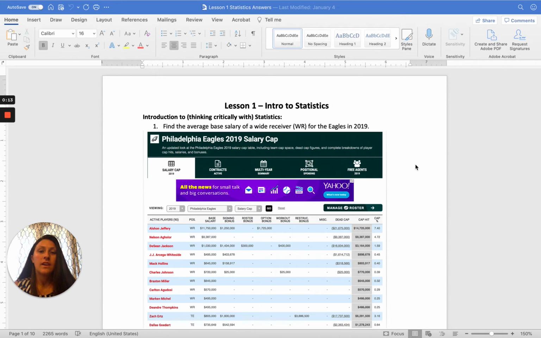So what I've done is I've pulled a few different real-life examples, and I tried to pull from a variety of different real-life situations just so that different students can feel like they have different interests in different things. So our first example comes from a sports example.